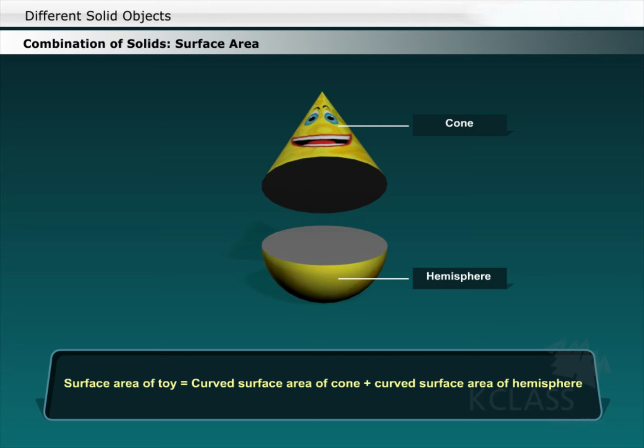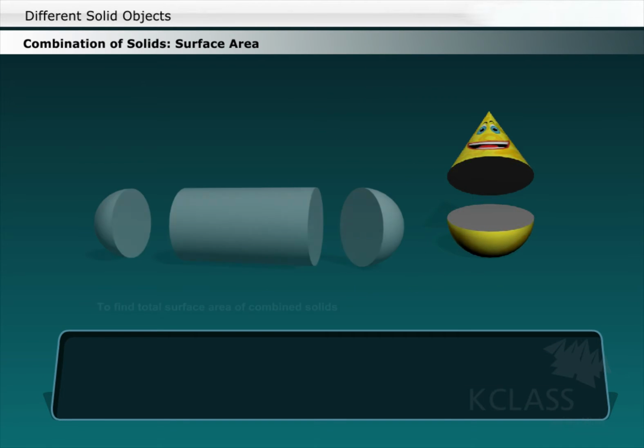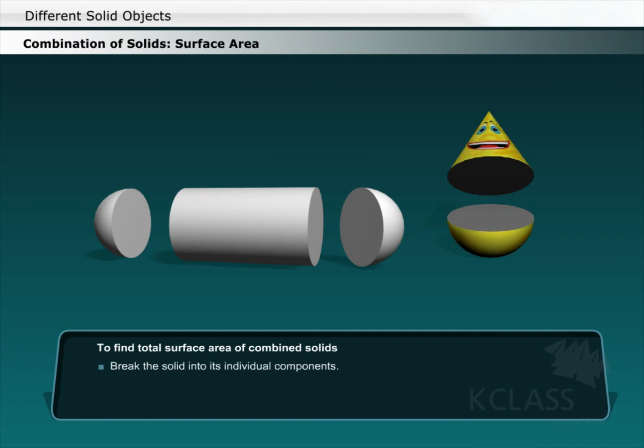We do not add the area of the base of the cone or the circular face of the hemisphere because they are no longer visible. Note that here the radius of the hemisphere is the same as the radius of the cone. So we know how to calculate the surface area of combined solids.